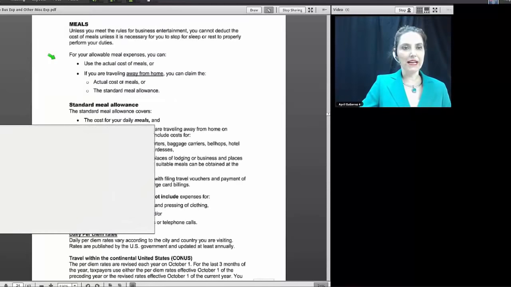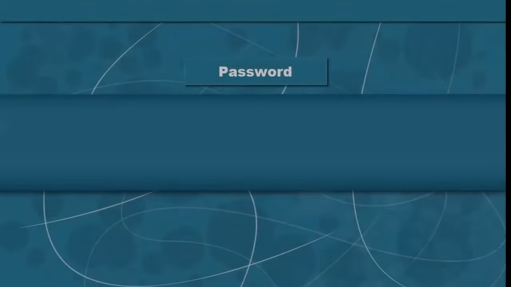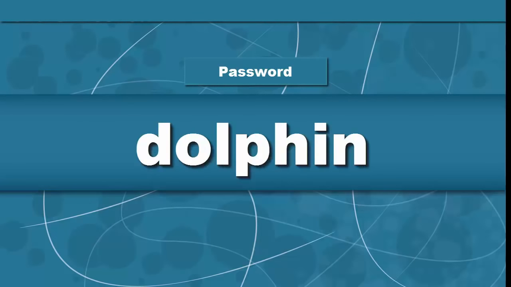Miscellaneous expense password number 1 is DOLPHIN.